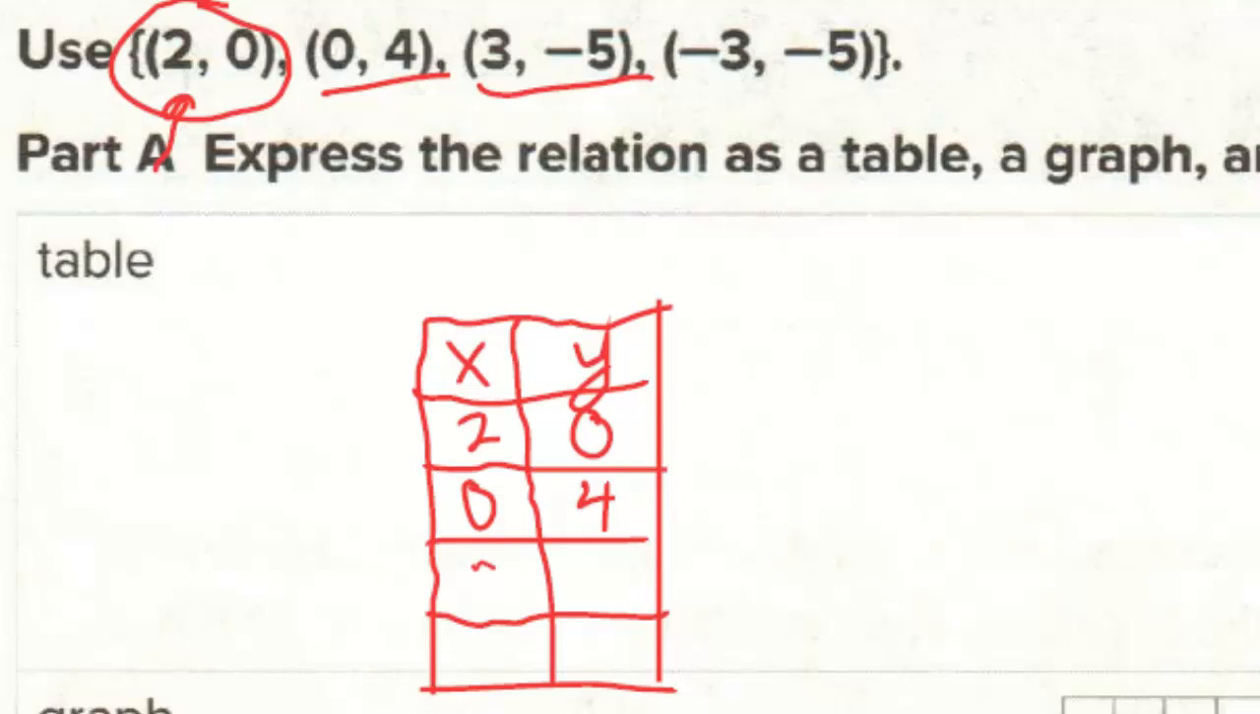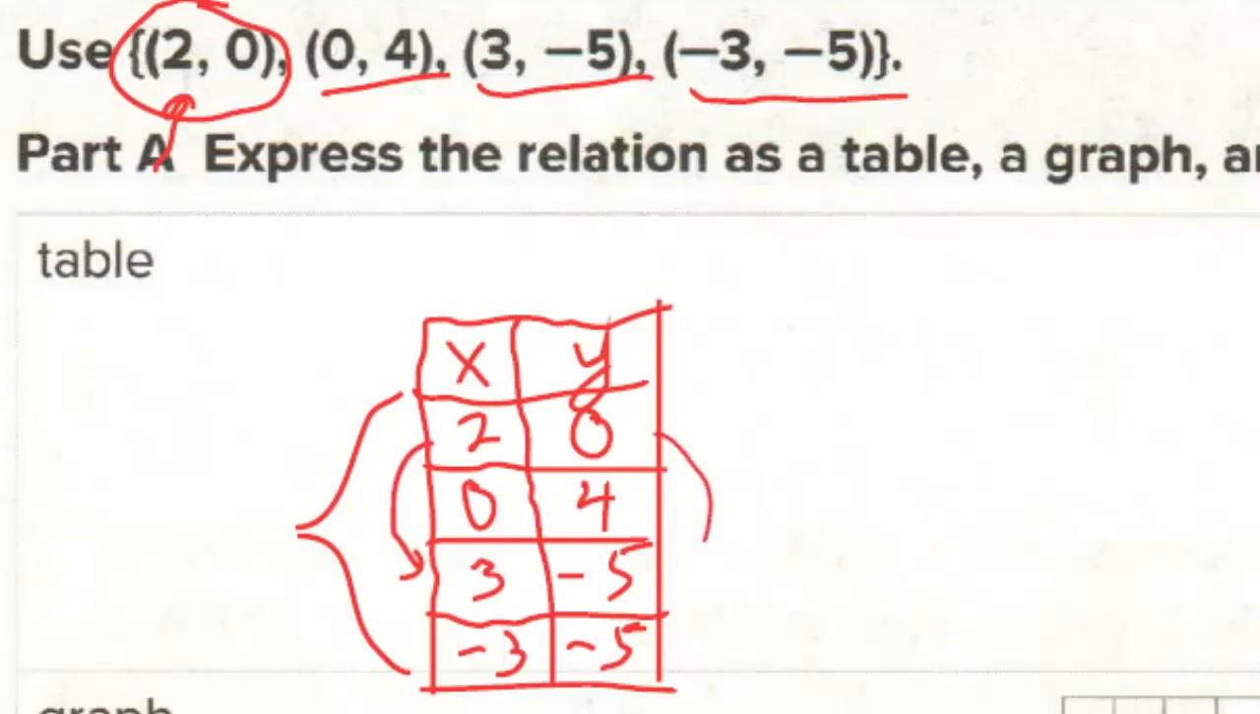3, -5. 3 is our domain. -5 is our range. -3, -5. -3 is our domain. -5 is our range. Typically, I like to put these in order from top to bottom, smallest to biggest, which means if I put the 2 down here, that means the 0 would have to follow it down here because those two are paired together as a relation.